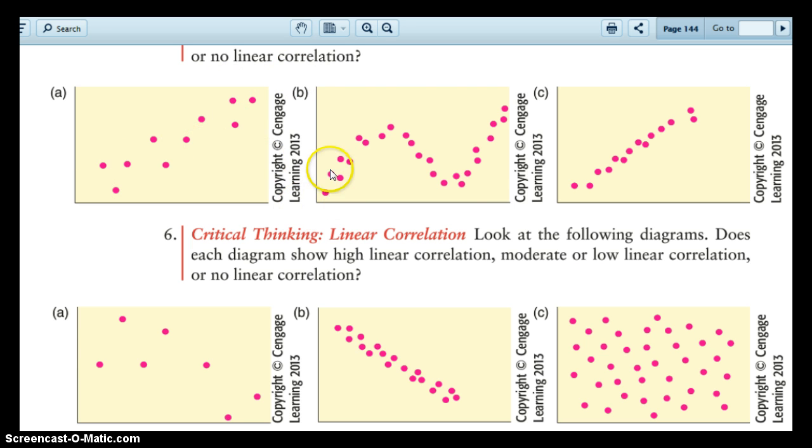This one has none because it keeps changing directions. They're not straight at all. And this one's very highly linearly correlated. These points are almost all in a straight line. Again, we have moderate, very high, and this one's none. Should I draw a line this way, this way, this way? You can't really tell because the dots are all over the place. So there's no correlation here, no correlation there.